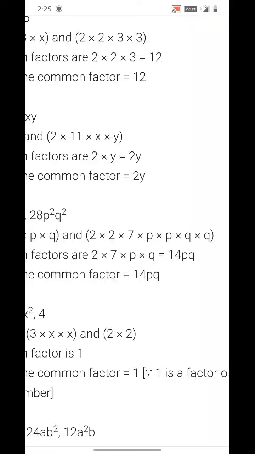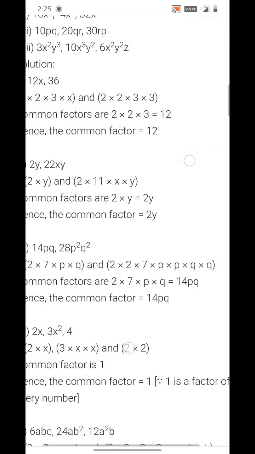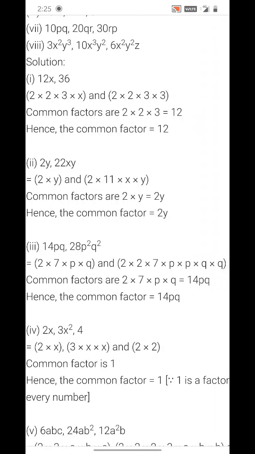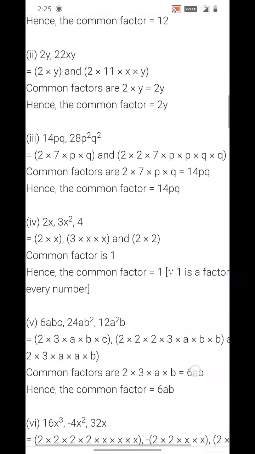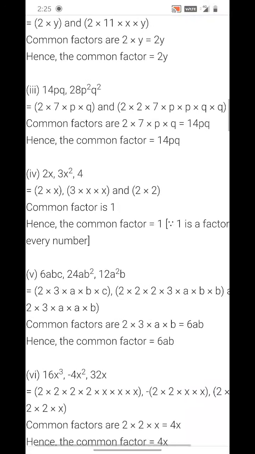So what are the common factors between the two terms? 14pq and 28p square are 2 multiply 7 multiply p multiply q, and when you multiply it, it turns out to be 14pq. In the same way, you can do the rest of the parts.